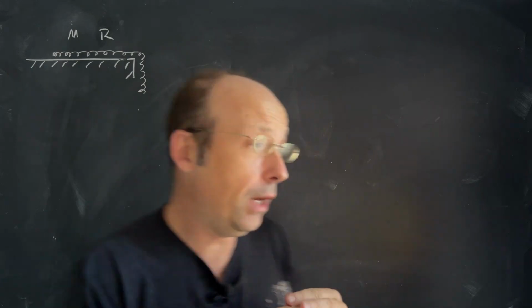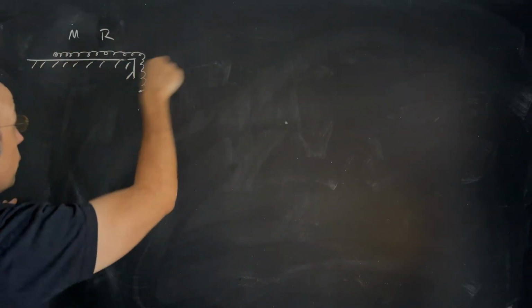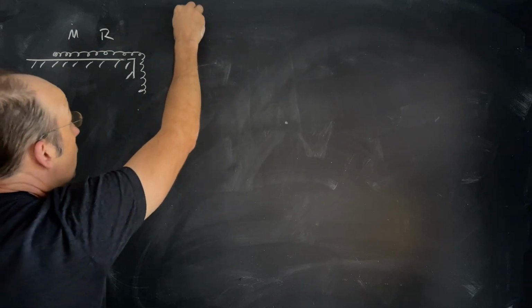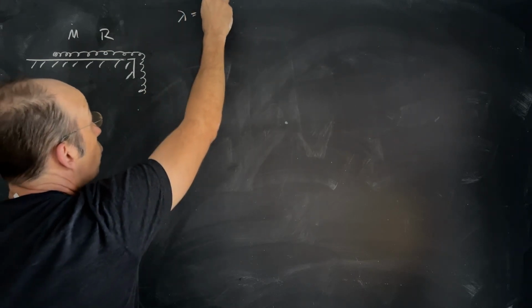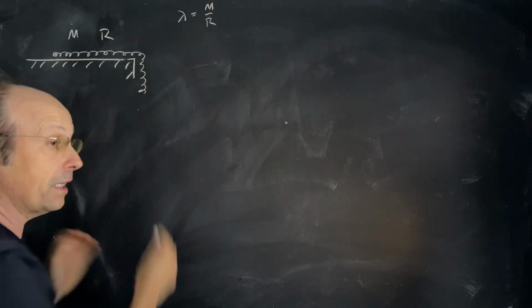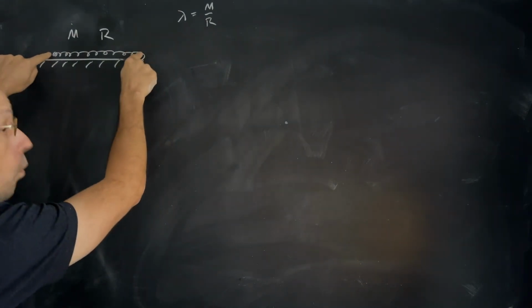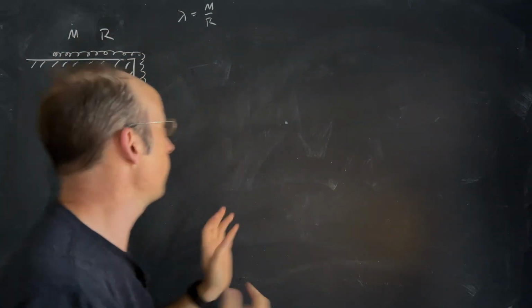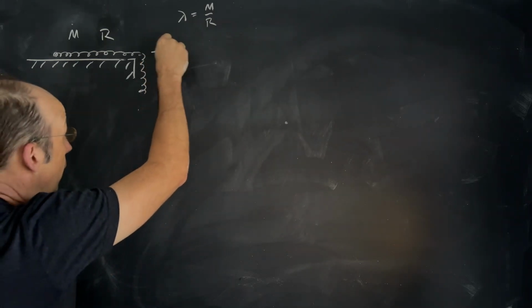So let me go ahead and say this. I'm going to first calculate the linear density of the chain. So lambda is the linear density. It's the total mass divided by the total length. Because I'm going to need that, right? I'm going to need to know what's the mass of this thing, what's the mass of that thing, and it depends on their position.